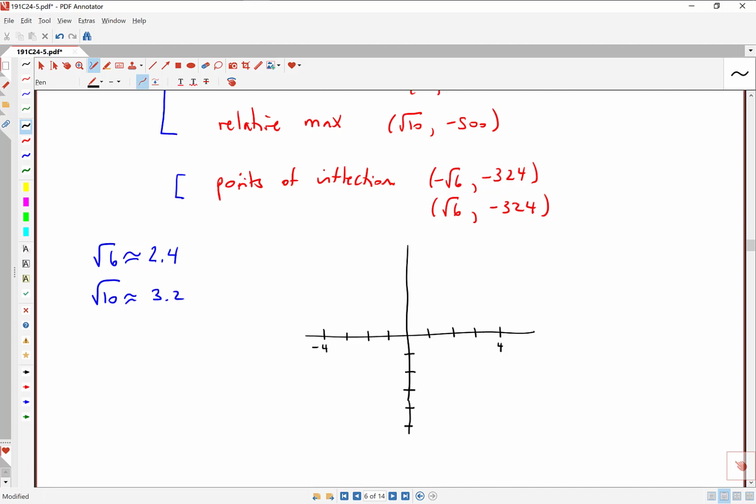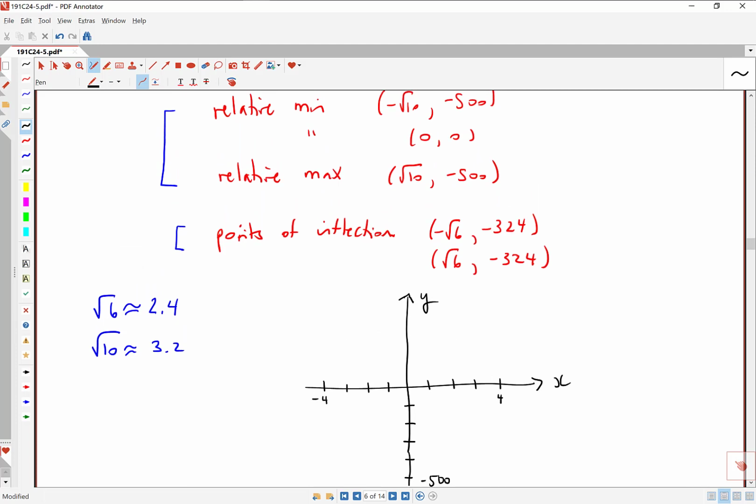Okay, so let's just do that. Let's say that's negative 500. We'll just go up in increments of 100. There we go. So let's start with just plotting all of our points. So we know we had the y-intercept at the origin.